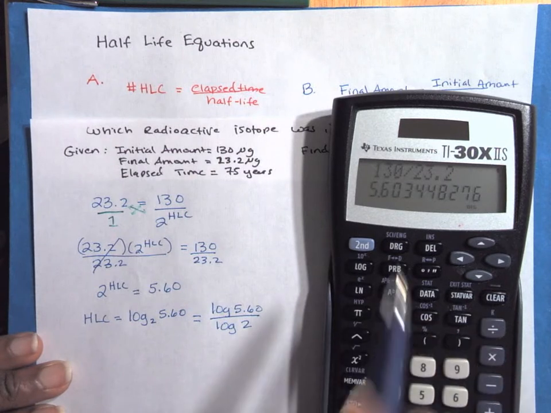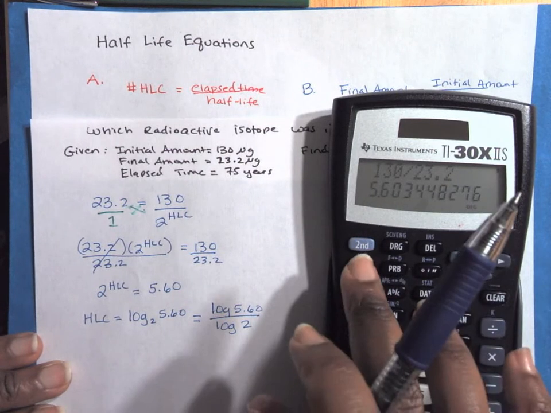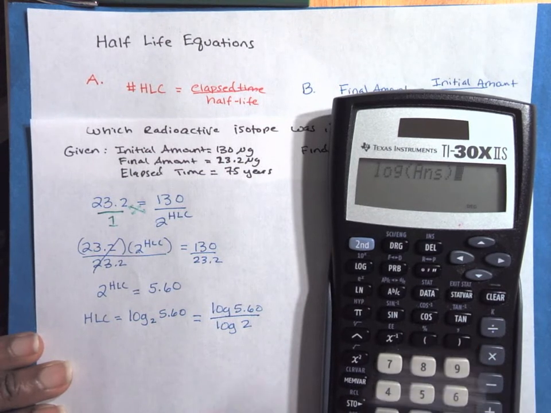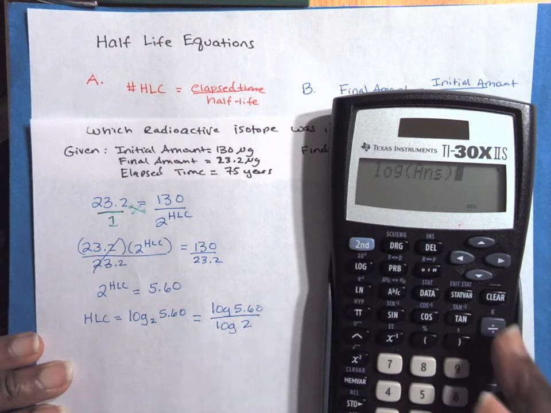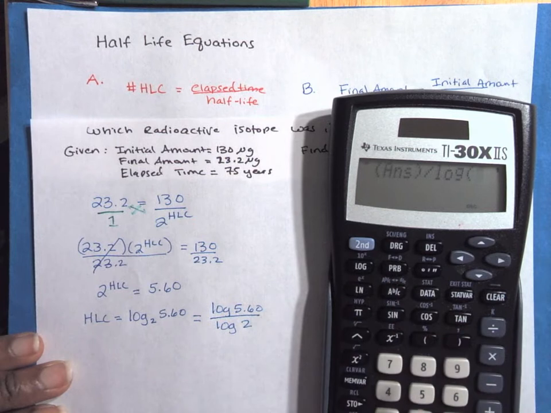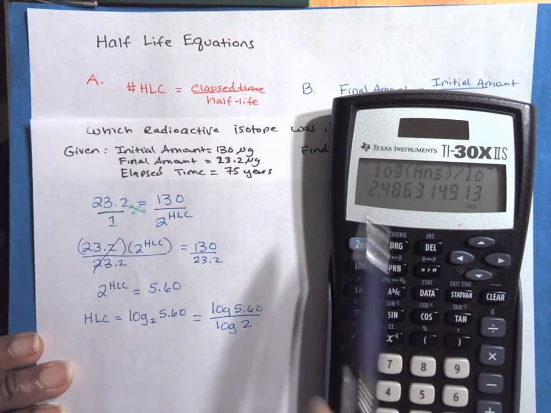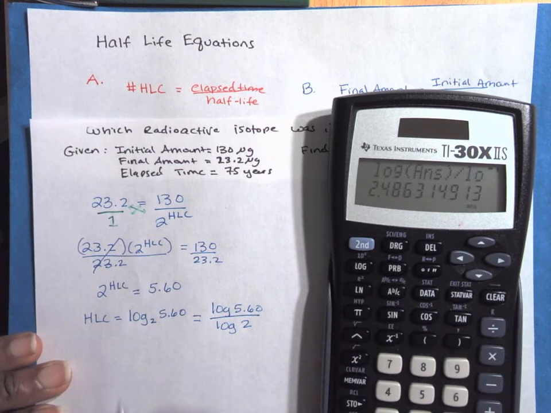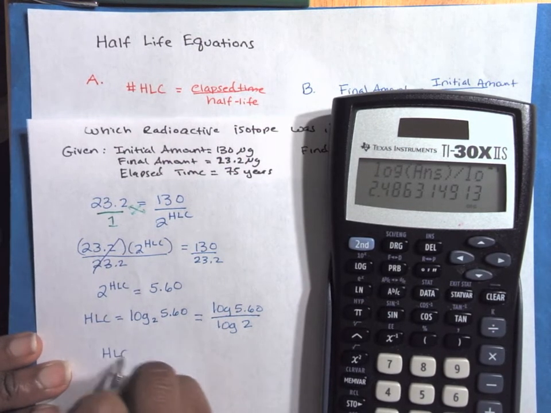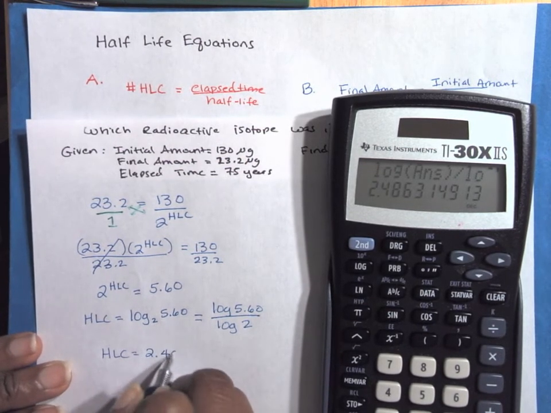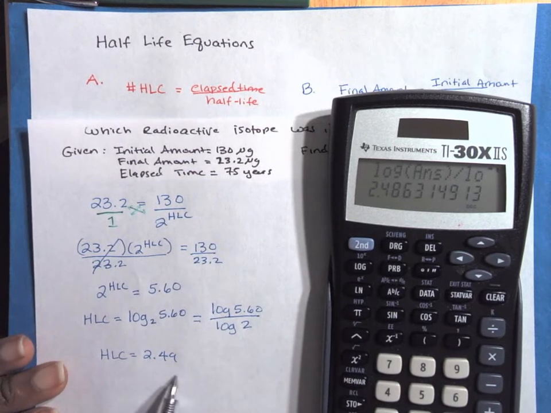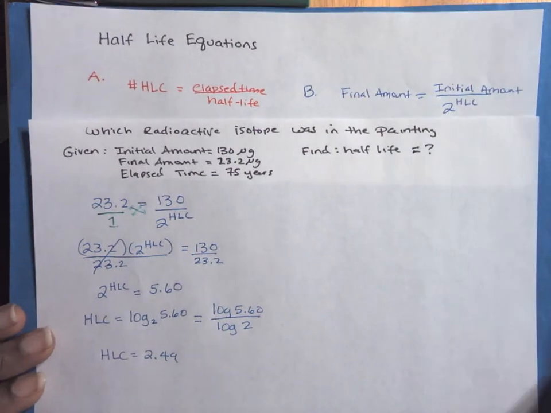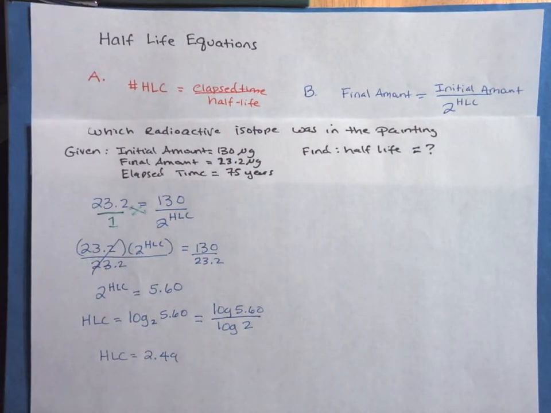I'm going to do the 5.6 is already saved as my answer, so I'll do log of my answer, second answer, that's a 5.6, divided by log of 2, log base 10 of 2. And then I get this value here, 2.49, let's say. So my HLC is equal to 2.49. That means there's been 2.49 half-lives during this 75 years. Okay, now we can finish this up.